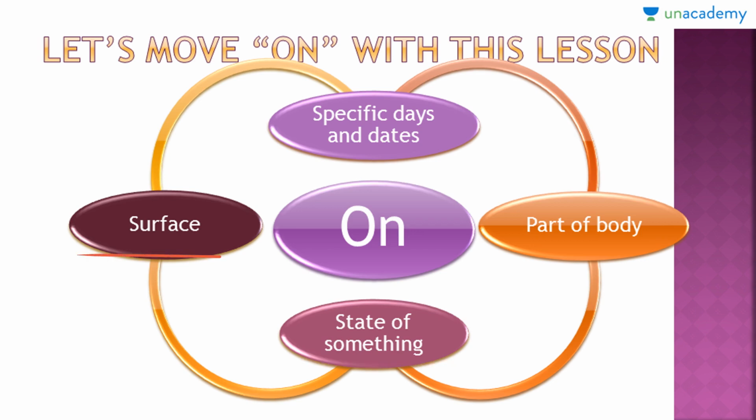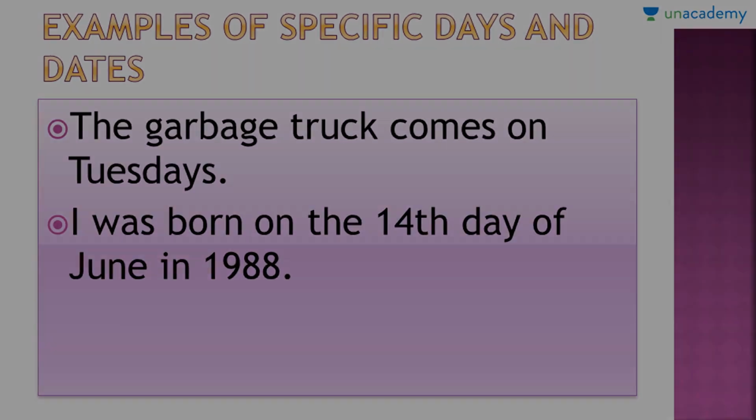Again, we use on in order to indicate that something is placed on the surface of something. Remember, in case of something that is placed inside something, we use in. But in case something is placed on the surface of something, we use on. So let's move on and see the examples.